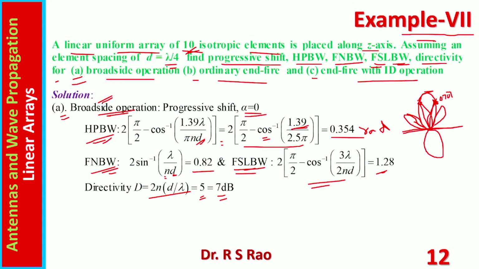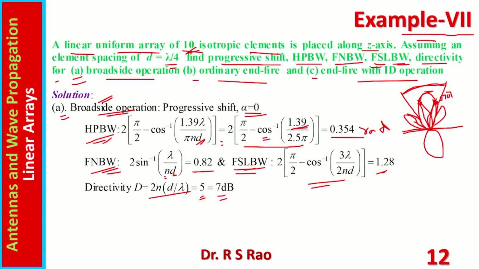Then what is first null beam width? The main beam is surrounded by 2 nulls. This is one null, this is another null. The angular distance between these 2 nulls is first null beam width. Usually first null beam width is roughly twice half power beam width.